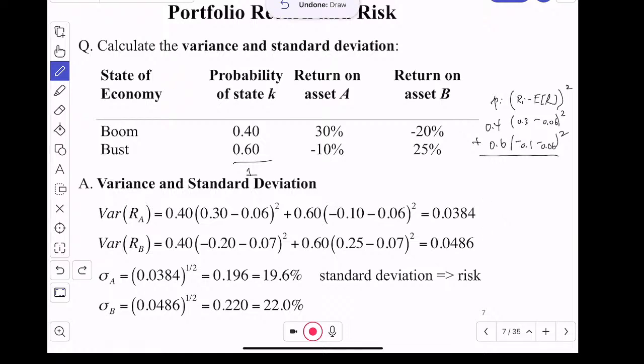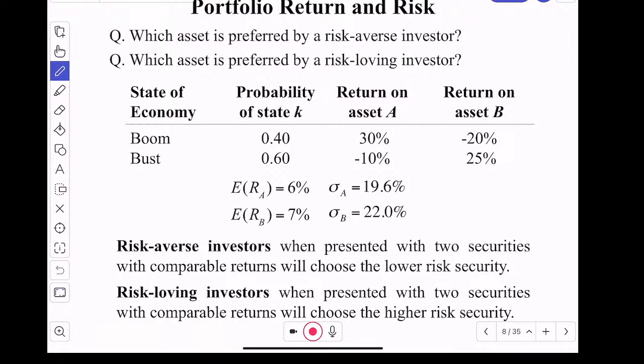So in summary, I have the summary information here. We found the expected return for A was 6% with a standard deviation of 19.6%. And the expected return for B is 7% with a standard deviation of 22%. And we see the higher return asset is also the higher risk asset. So which one do we pick? If we were to pick between the two, which one would you prefer?